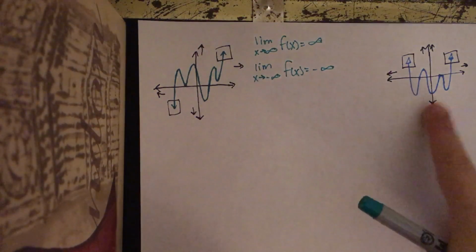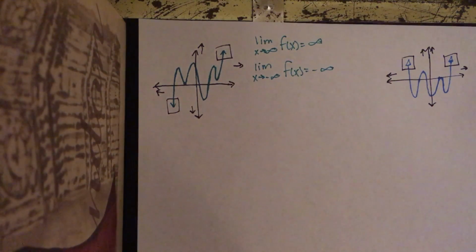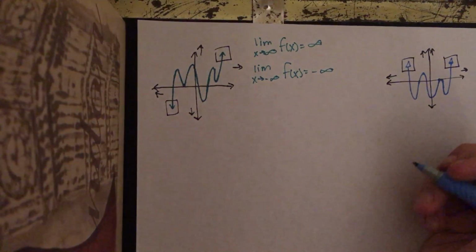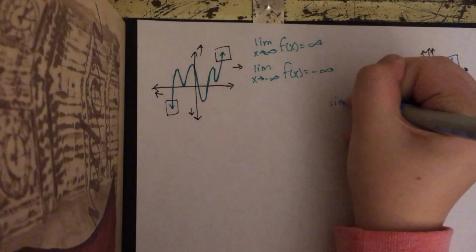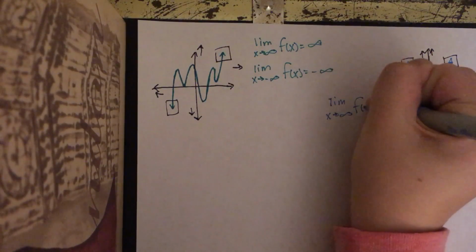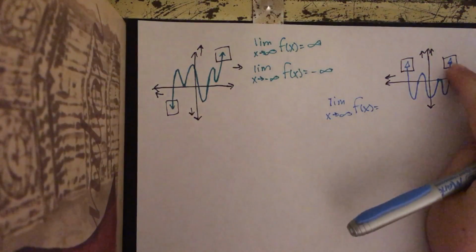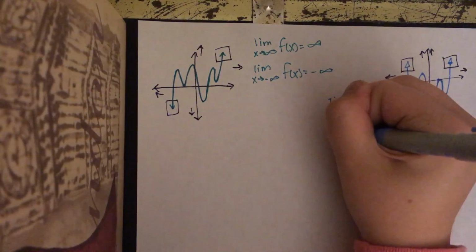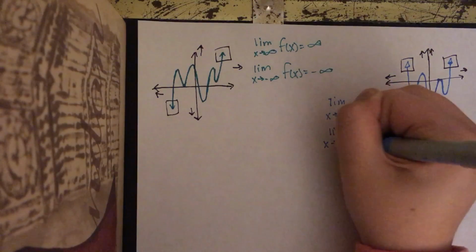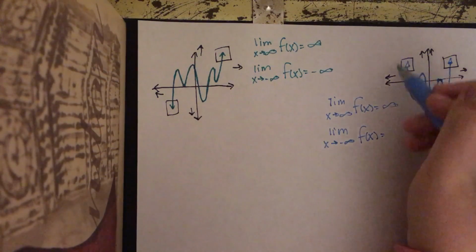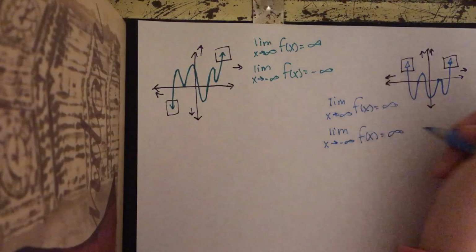Now let's move over to our even function over here. For this function, we can say that as x approaches infinity, y also approaches positive infinity. And as x approaches negative infinity, f of x reaches positive infinity again.